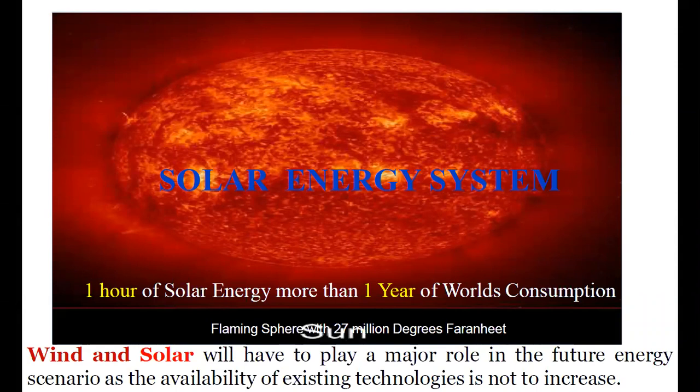The wind energy system and solar energy system will have to play a major role in the future energy scenario. These are the most emerging technologies in the renewable energy field. Renewable energy is already becoming a more familiar part of our lives. Innovation will continue to drive new applications of solar technologies that will improve our daily life and help power a cleaner world.